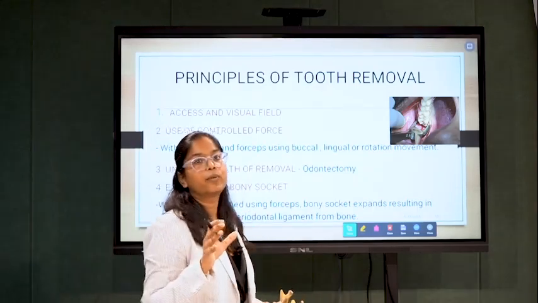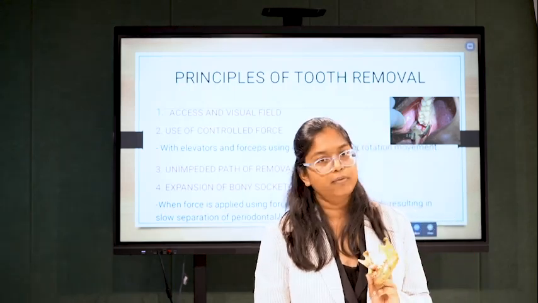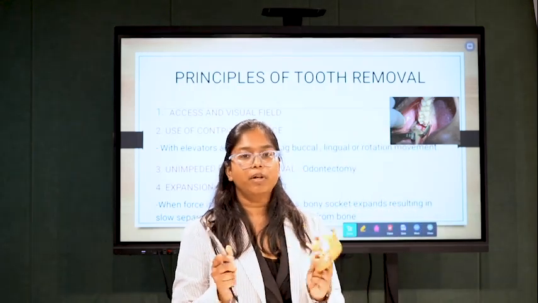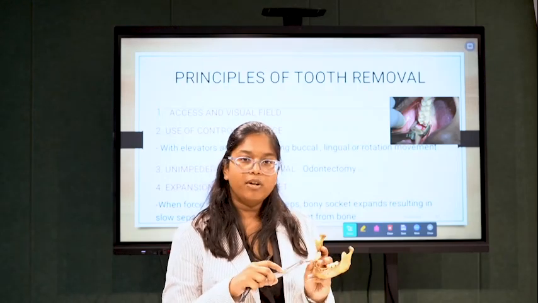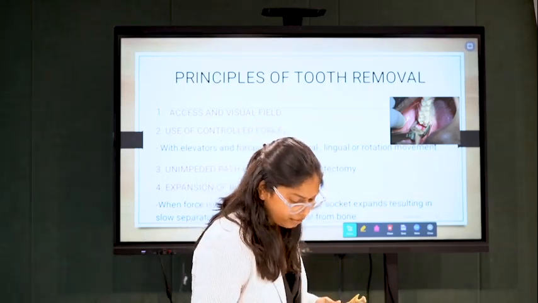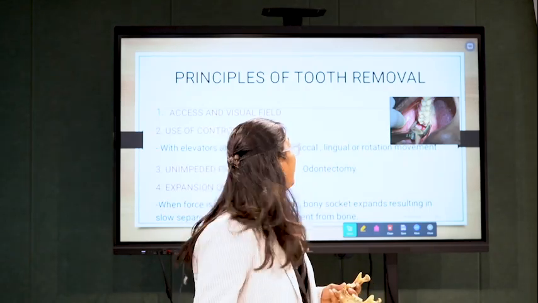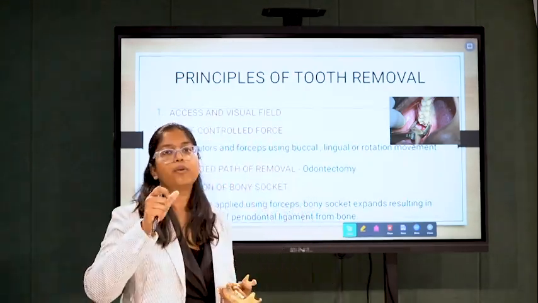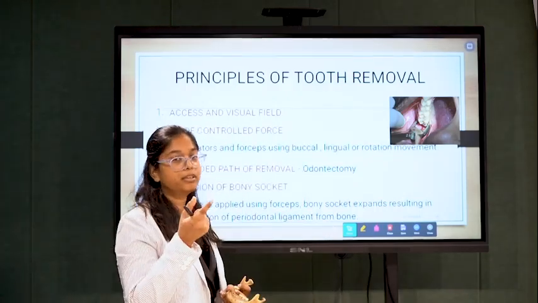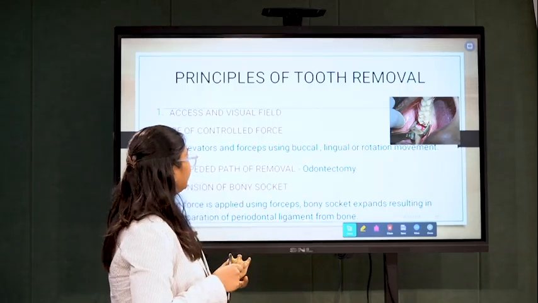Next is use of controlled force. So we know that while extraction we have to hold the elevator or the forceps. And if we are not using sufficient force or controlled force, then what will happen? Either it will cause trauma to the soft tissue or we can fracture the tooth. So whenever we are applying the force, it should be very controlled one, okay? And it should give controlled movements, either buccal, lingual or the rotation. We'll be talking about the forces, movement of extraction later. Then unimpeded path of removal.